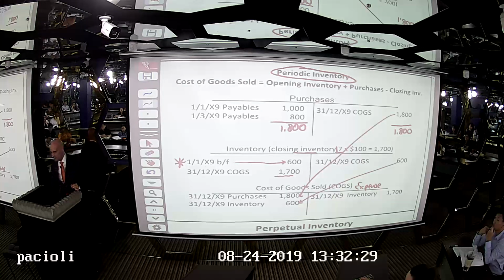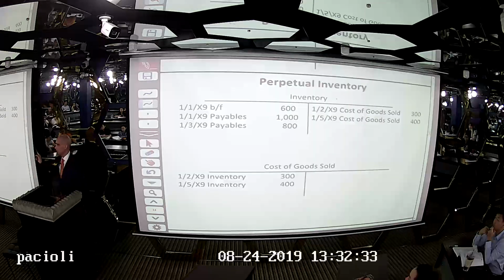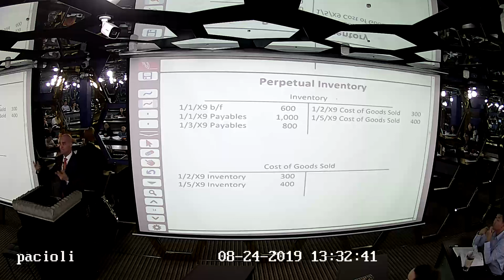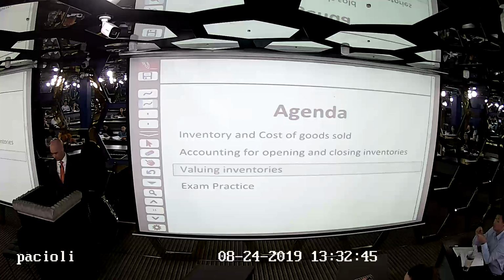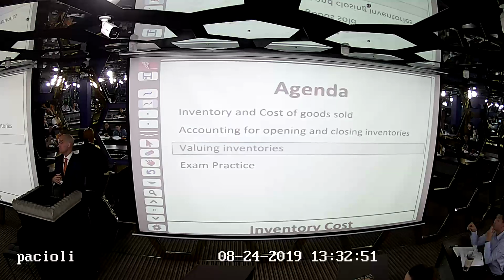How can a big company do this? For the big company to do this, they need to have a good system to scan the inventory in and scan the inventory out. So they are updated on what they've sold all the time. So for our exam, we're going to use the periodic system with the purchases account.